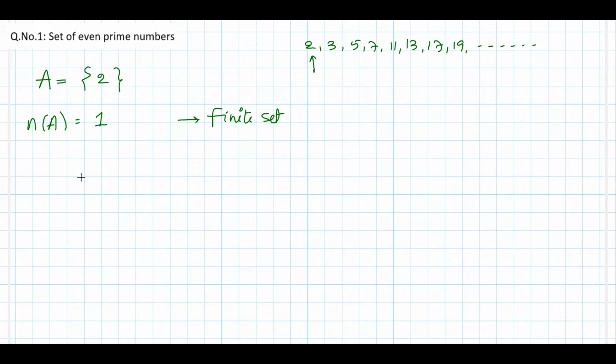All right. And the cardinal number is 1. So the special type, it is a singleton set. Clear?